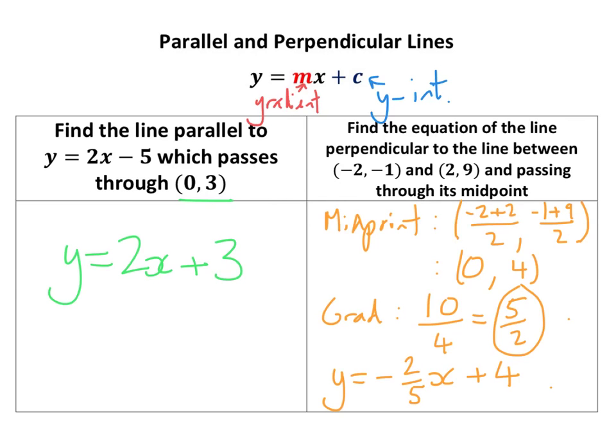So just remember, with parallel lines you've got equal gradients. With perpendicular lines, the 2 gradients multiply to make minus 1, which means that you turn them upside down, find the reciprocal, and change the sign.